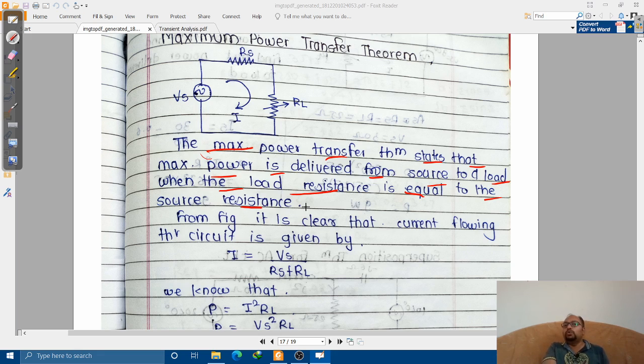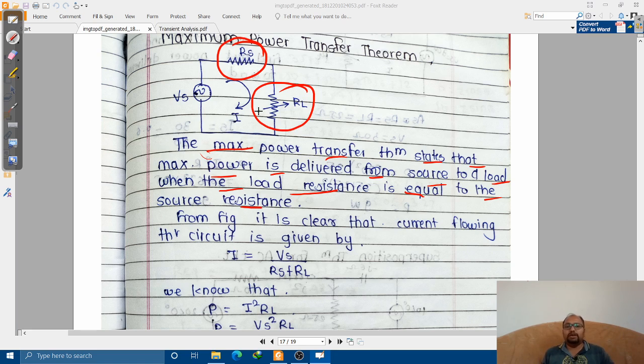It will be delivered to the load if and only if the source resistance and load resistance are equal in magnitude. So if the values of the source resistance, let us say this is nothing but your RS, and let us say this is nothing but your RL, are the same, then and only then the maximum power will be delivered from source to the load. For example, let us say the load is a speaker. The speaker will have the maximum power once the load resistance is equal to the source resistance.